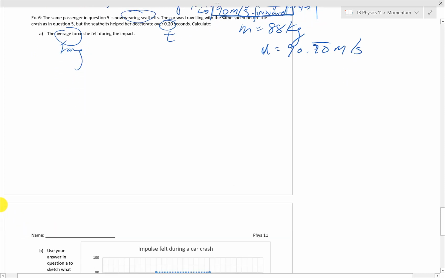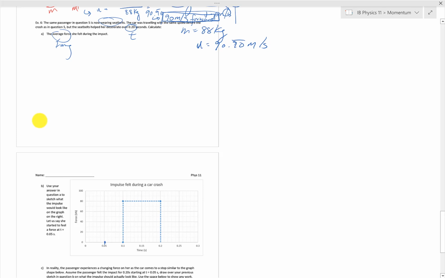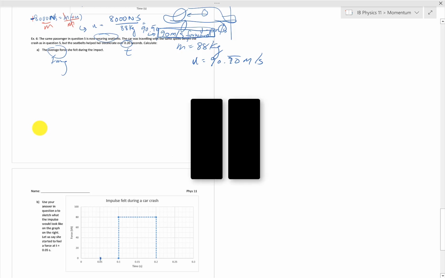Okay, and then the next question, B, is use your answer in question A to sketch what the impulse would look like on the graph on the right. Let's say she started to feel a force at 0.5 seconds. So that's where we started off, and then we're going to assume she sustains the same average force, but for 0.2 of a second. Okay, so you have to sketch this graph here. Let's see if I can put both questions here. There you go. Okay, so hopefully you can still see that. This is a good time to pause the video and try it yourself.